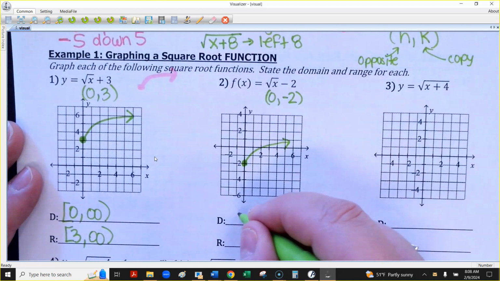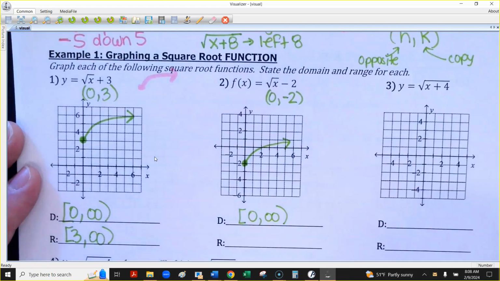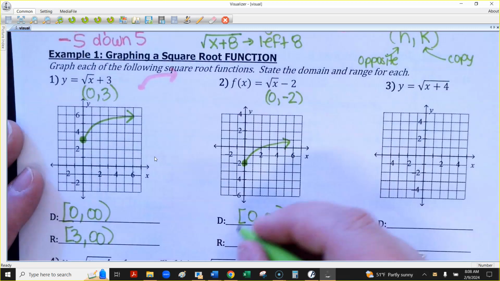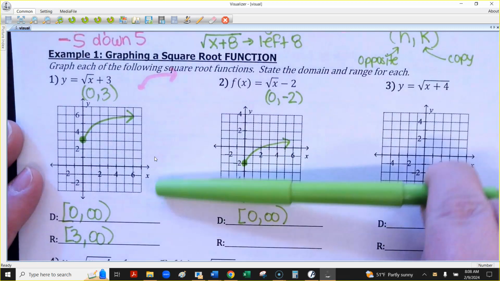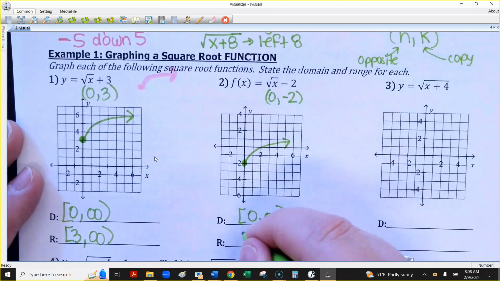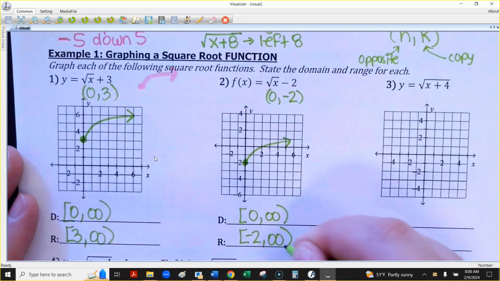Domain, it should just be bracket x-coordinate to infinity. And the infinity symbols always have parentheses, right? Because it's not a specific point that we touch. That's why it doesn't have a bracket. And then our range, you don't touch any part of the graph until you get to that first point we drew. And that's -2 for the y value. And then again, it looks like it levels out, but it does go up forever. So it's going to go up to positive infinity.